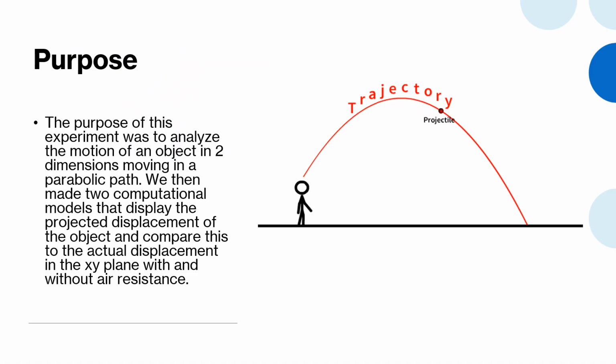So the purpose of this lab was to analyze the motion of an object in two dimensions moving in a parabolic path, because it is what is also known as projectile motion. We then made two computational models that displayed the projected displacement of the object and compared this to the actual displacement in the XY plane, one computational model with resistance and one without resistance.